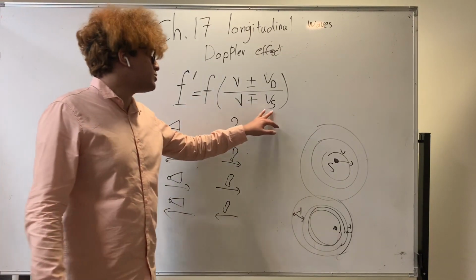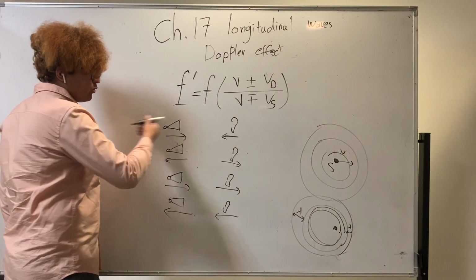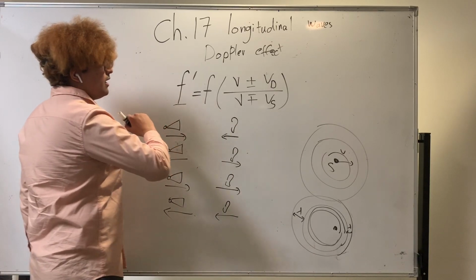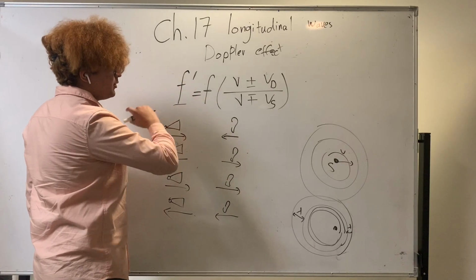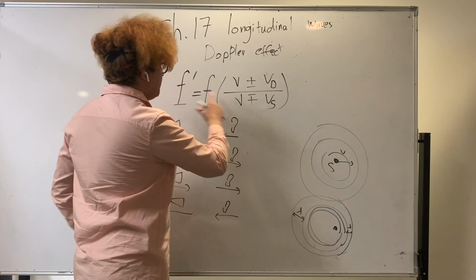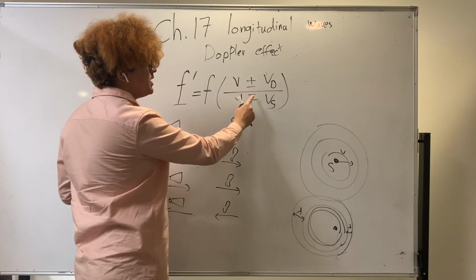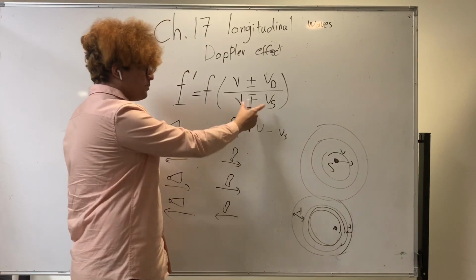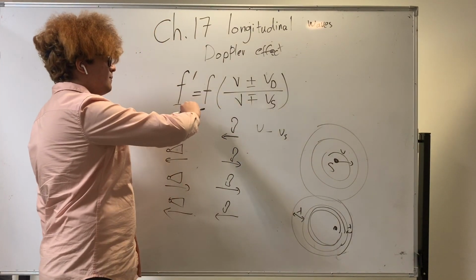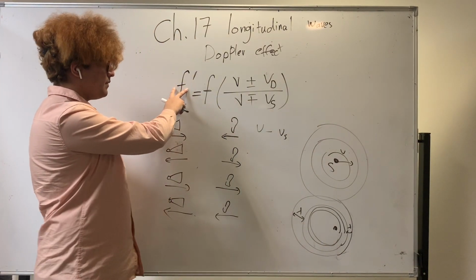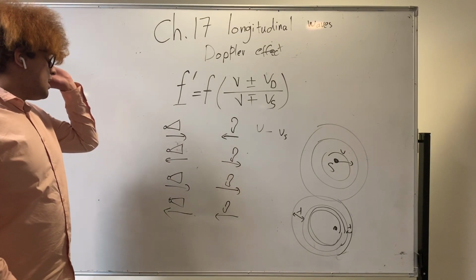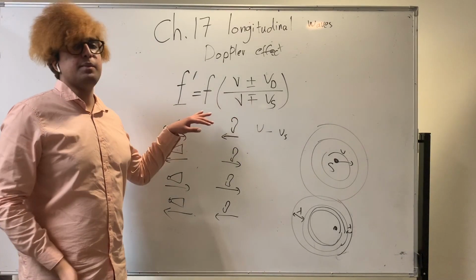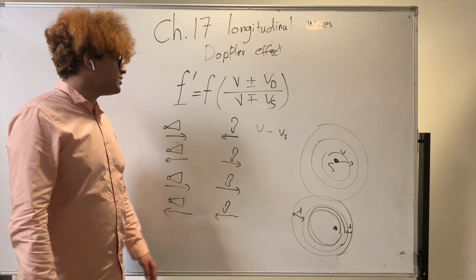So now to the source. If the source is moving towards the detector, then we want to increase this value. If you want to increase this value, then you have to subtract. We have to add a negative sign, because the smaller the denominator gets, the larger the f prime gets. And this is the way basically to understand how to use this equation.